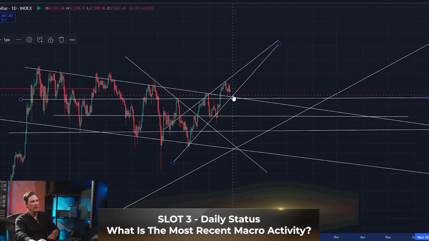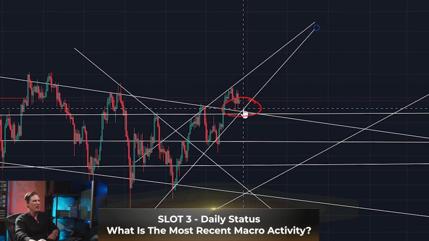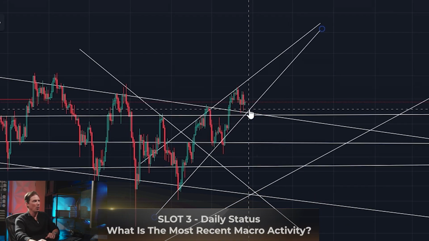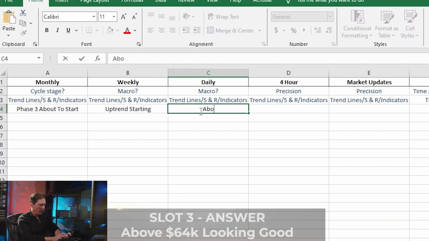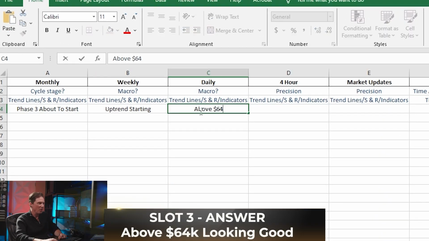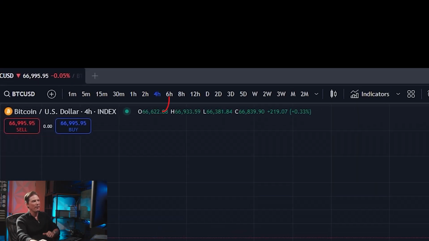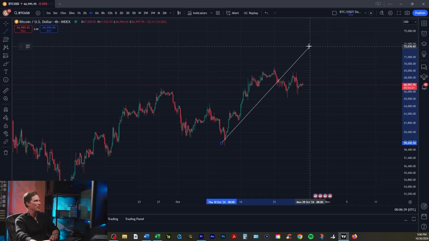So I personally think that this area of $65,800 is probably gonna hold. I'm just gonna say above 64K looking good. All right, so what's the 4 hour say? So I'm gonna switch to the 4 hour.